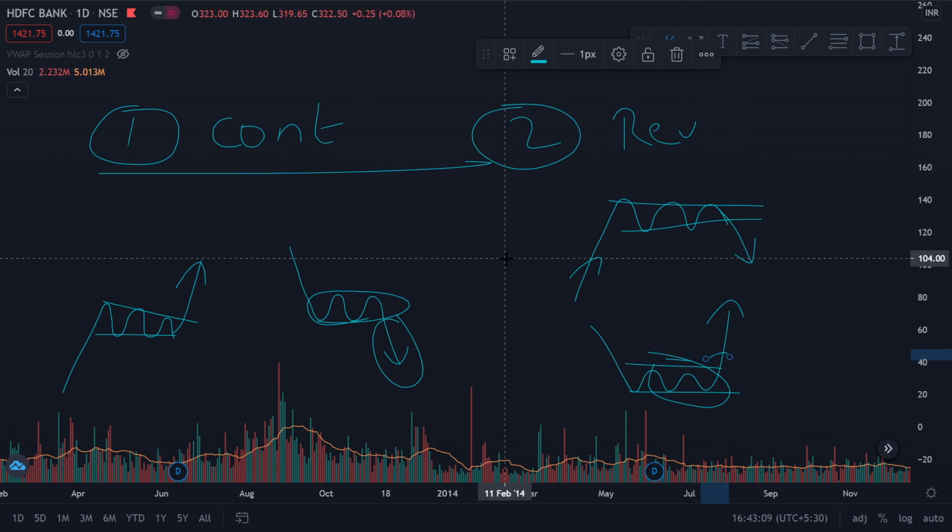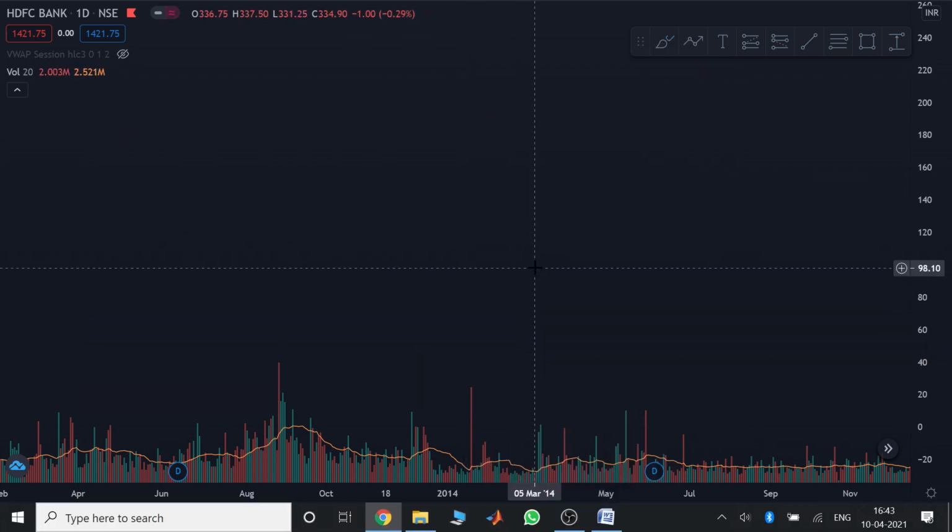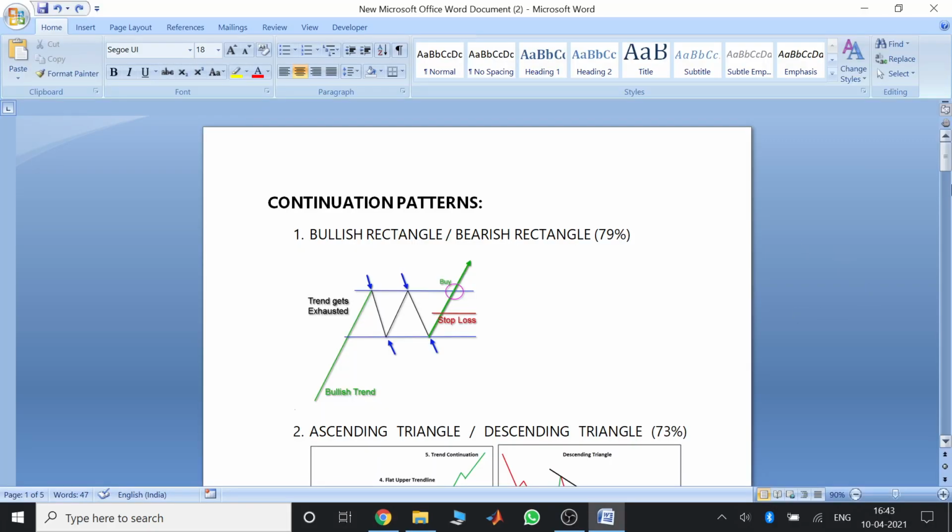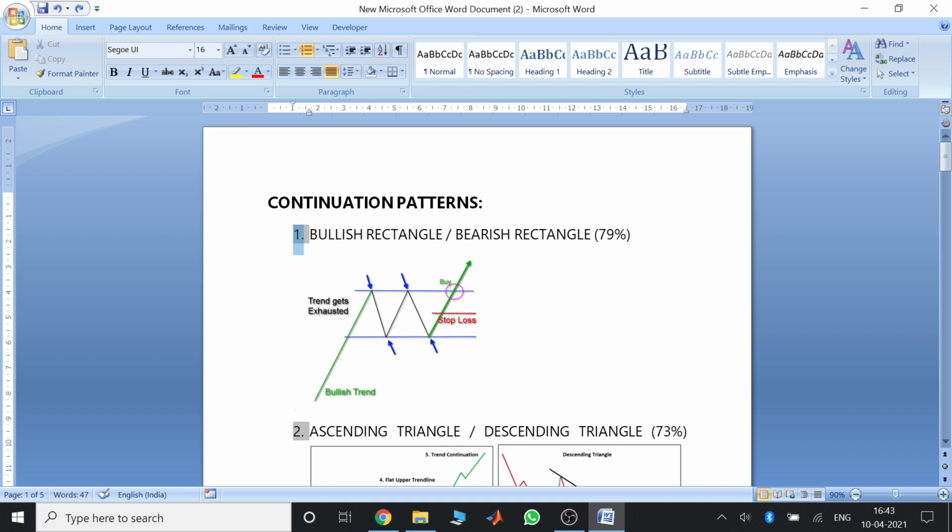So what are these patterns? Let us look at some of the continuation patterns and reversal patterns, right? So when we come to continuation patterns, this is a bullish rectangle or a bearish rectangle. So what happens in a bullish rectangle? Price moves up and then consolidates and moves sideways for a while. So the uptrend is converted into a sideways trend, and then price breaks out, breaks these previous highs and goes higher.